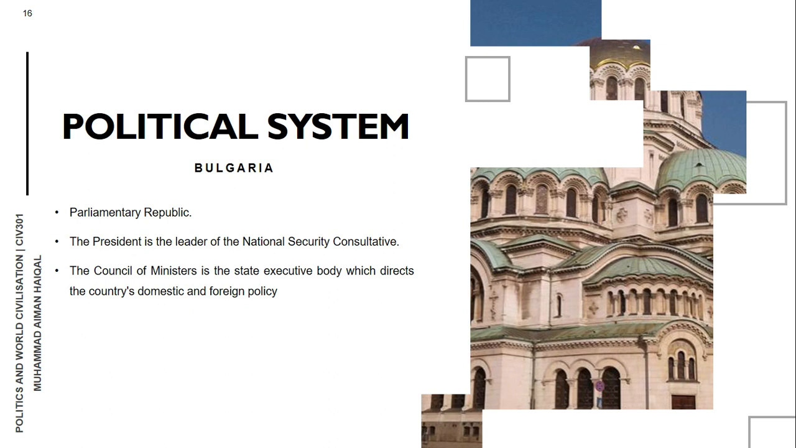The head of state expresses the stability of the nation and represents Bulgaria in its foreign affairs. The Council of Ministers is the state executive body that directs the domestic and foreign policy of the country.